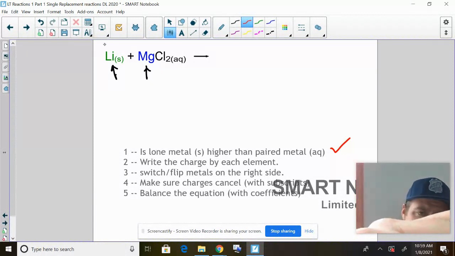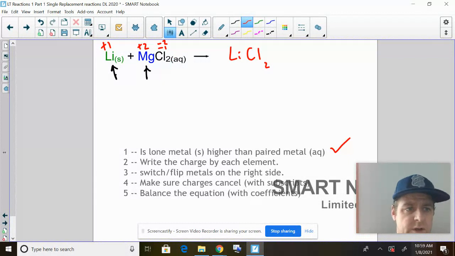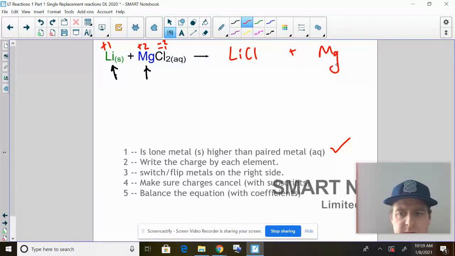So let's write the charges. +1, +2. And each chlorine is -1, so it's -2. Okay, so let's switch the positives. Switch and flip the metals on the right side. LiCl. Notice I didn't bring LiCl2 because we just want to bring one of each. Okay, we want to bring one of everything plus Mg.